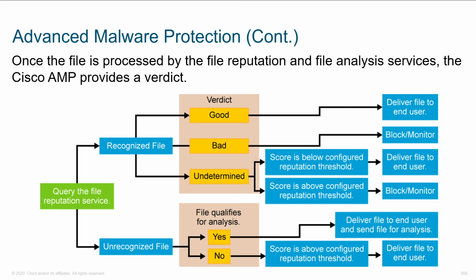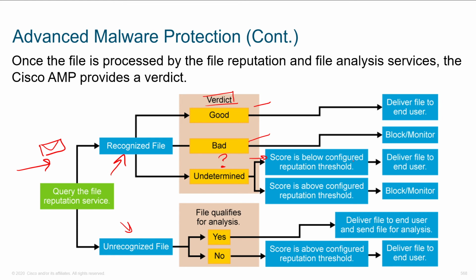So here's a little bit of a closer look at the logic behind AMP. Packet comes in, or I guess I should say a file comes in. We look at the file, and it's either a recognized file or unrecognized. If it's recognized, well, we know what this file is, and we have a verdict. If it's good, deliver it. If it's bad, block it. If it's undetermined, the jury's still out, we can use a SCOR.